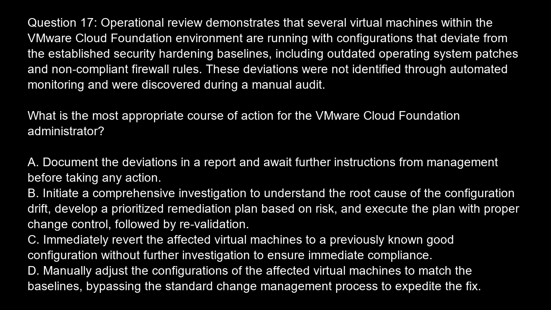Option A. Document the deviations in a report and await further instructions from management before taking any action. Option B. Initiate a comprehensive investigation to understand the root cause of the configuration drift, develop a prioritized remediation plan based on risk, and execute the plan with proper change control, followed by revalidation. Option C. Immediately revert the affected virtual machines to a previously known good configuration without further investigation to ensure immediate compliance. Option D. Manually adjust the configurations of the affected virtual machines to match the baselines, bypassing the standard change management process to expedite the fix.